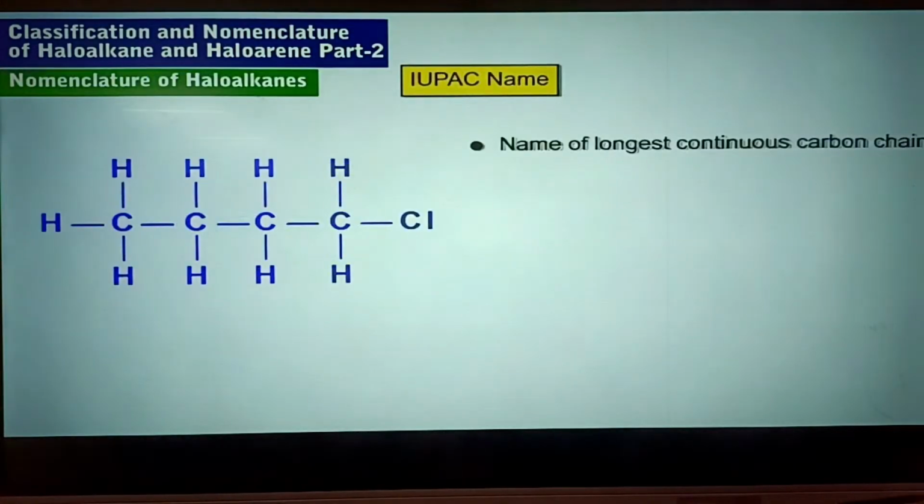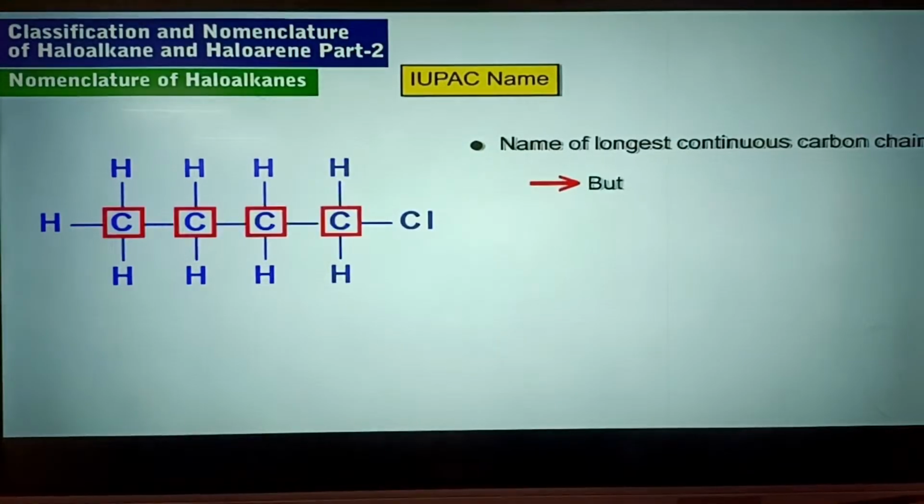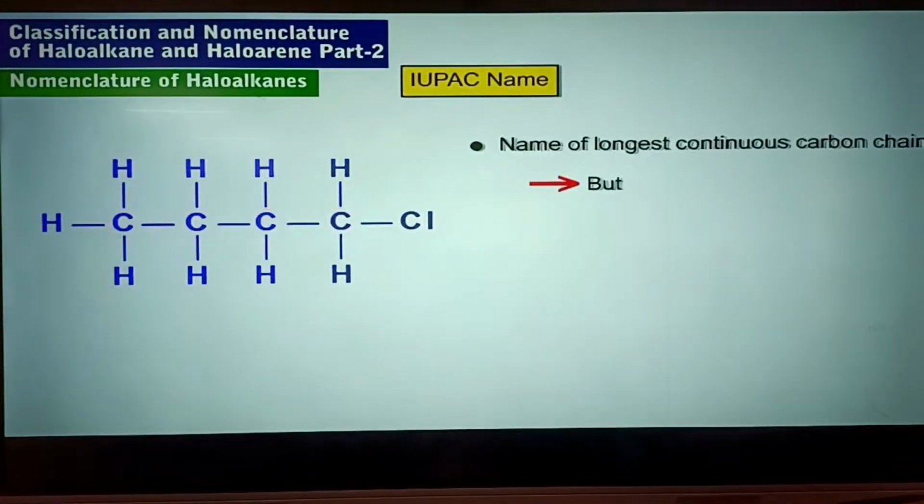Let's write the IUPAC name of the given molecule. The longest continuous carbon chain has 4 carbon atoms, and hence the root word is but. Since the longest carbon chain is saturated, the primary suffix is ane. Thus, the name of the parent carbon chain is butane.